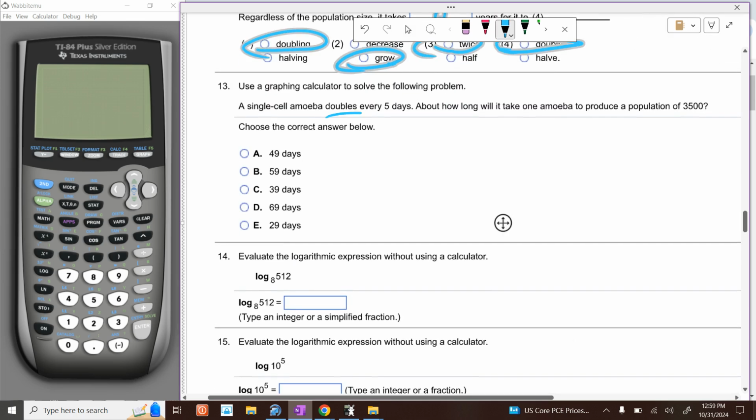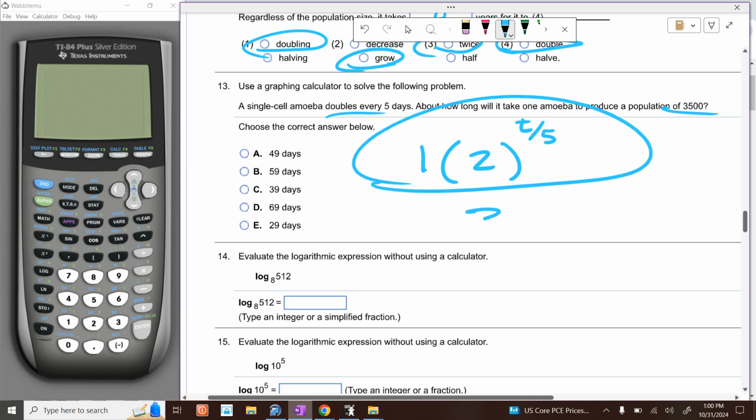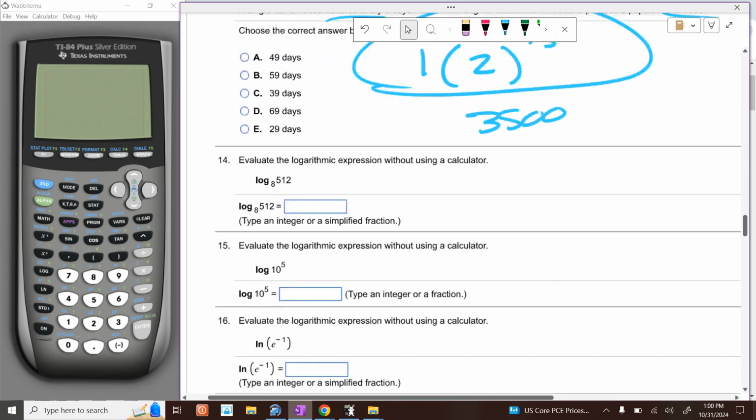Okay? A single cell amoeba doubles every 5 days. How long will it take to produce that? So if it's doubling time, we start with 1 single cell amoeba. It's going to double every 5 days, so it's the time divided by 5. Okay? So you graph this, you graph 3,500, and you see where the lines cross.